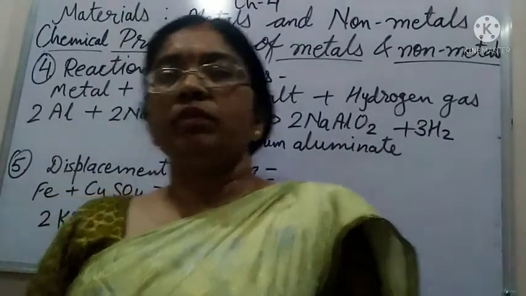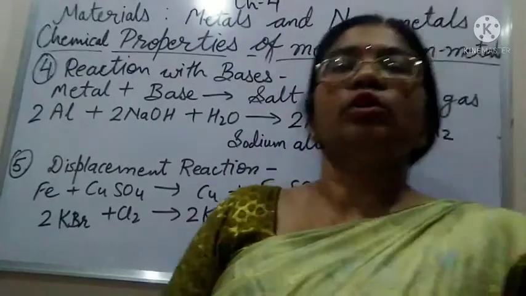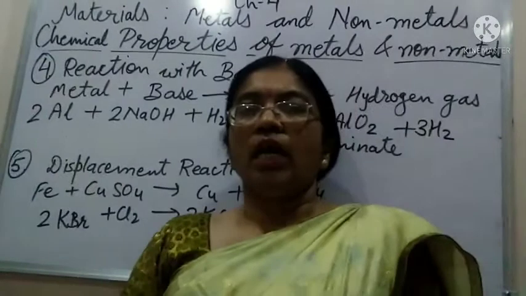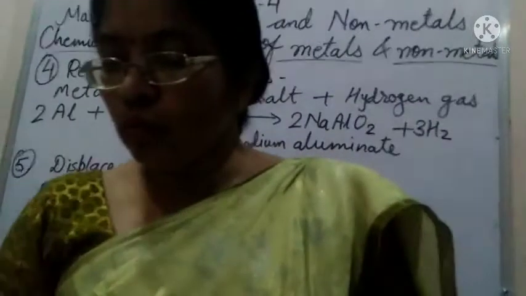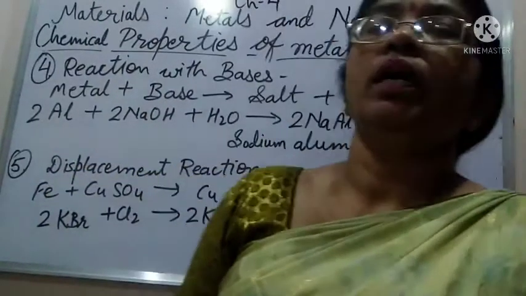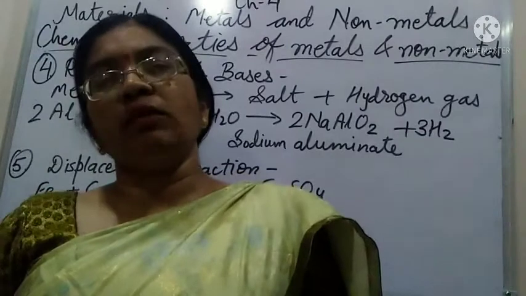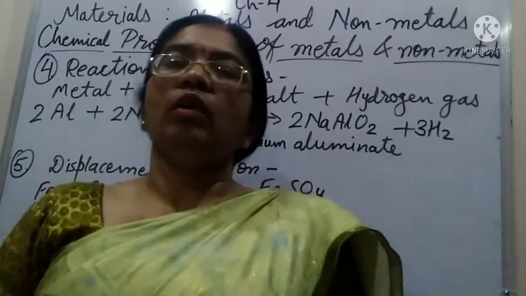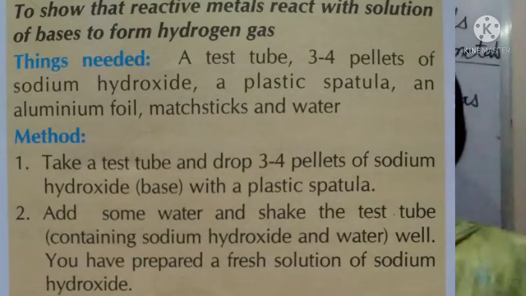Metals, when they react with a base, form salt and hydrogen gas is displaced, as in the reaction of metals with acids. And to understand it we can do an activity. To do this activity we will take some sodium hydroxide pellets in a test tube, and we will add some water to it and shake it well. Now a fresh sodium hydroxide solution has been prepared. Now we will put aluminum foil in that solution.